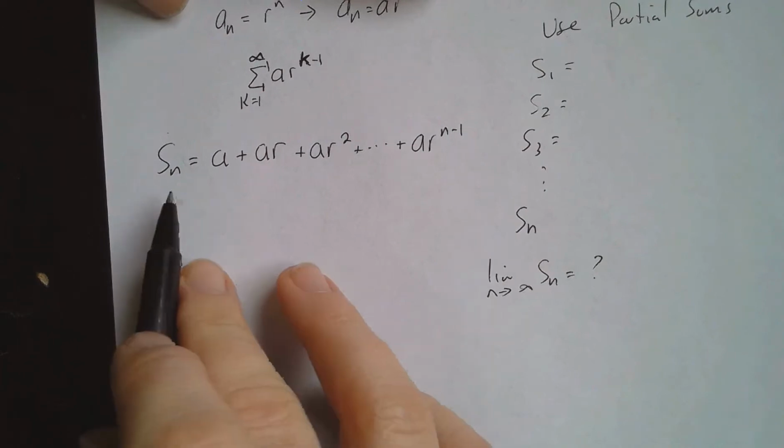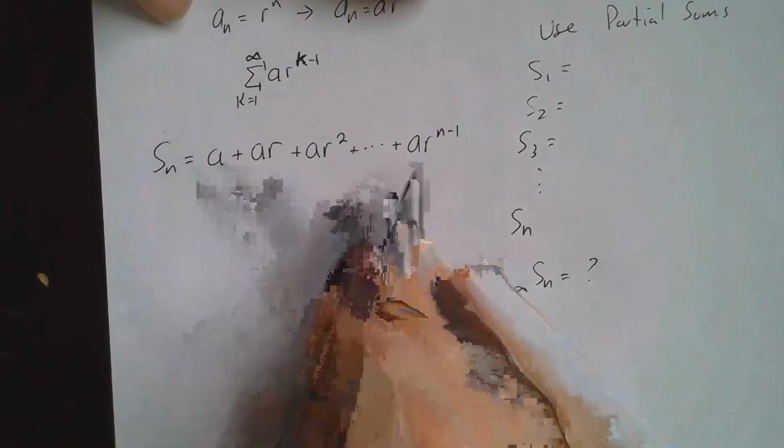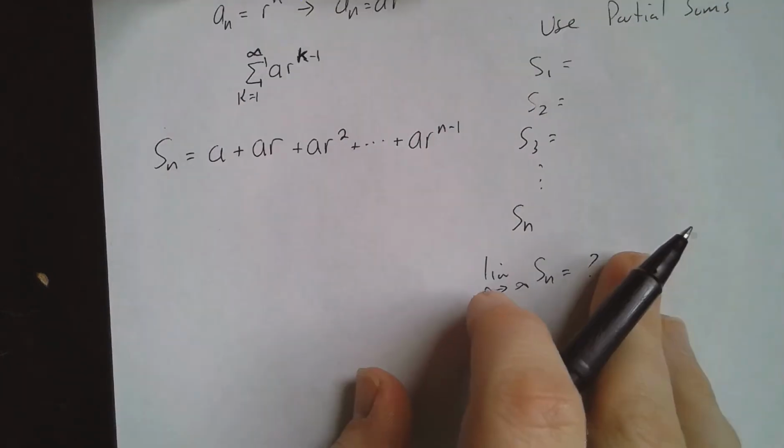And the goal then is to take the limit of s sub n as n goes to infinity, and get that this thing is either approaching a number or it is not. So what we can do with this is attempt to manipulate it.